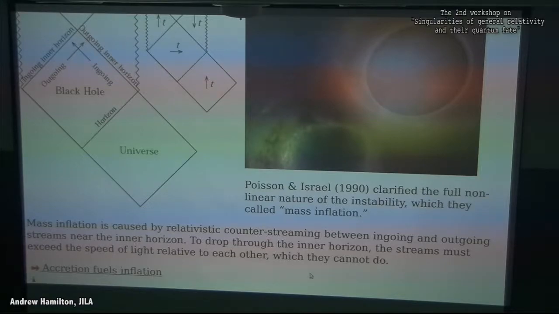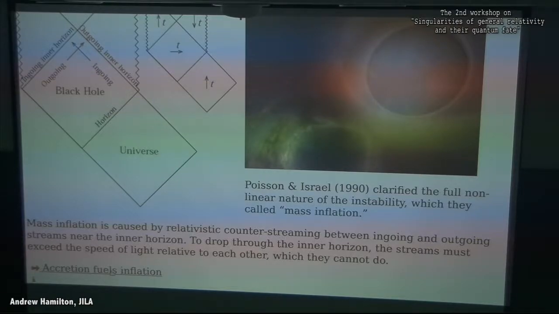Mass inflation, I'll read this, is caused by relativistic counterstreaming between ingoing and outgoing streams near the inner horizon. To drop through the inner horizon, the streams must exceed the speed of light relative to each other, which they cannot do. In other words, this infinitely bright, infinitely blue-shifted thing that Roger Penrose has pointed out corresponds to stuff that is moving at the speed of light, streams streaming through each other at the speed of light, which is impossible. The back reaction, in reality, however tiny the streams are, even an infinitesimal stream, their energy density in the proper frame of those counterstreaming things will eventually back react on the geometry and destroy it.